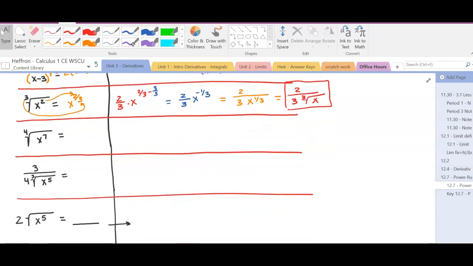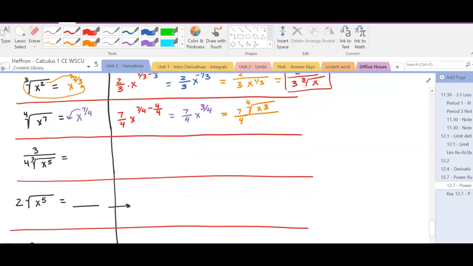Another fractional power here, x to the 7 over 4. Power becomes our coefficient, 7/4 x to the 7/4 minus 1 in the form of 4 over 4. 7/4 x to the 3/4, or 7 over 4 4th root of x cubed.